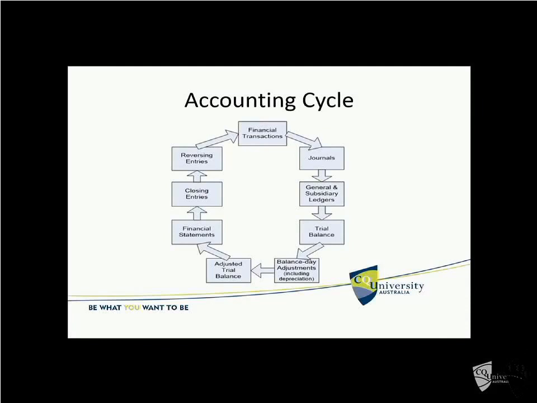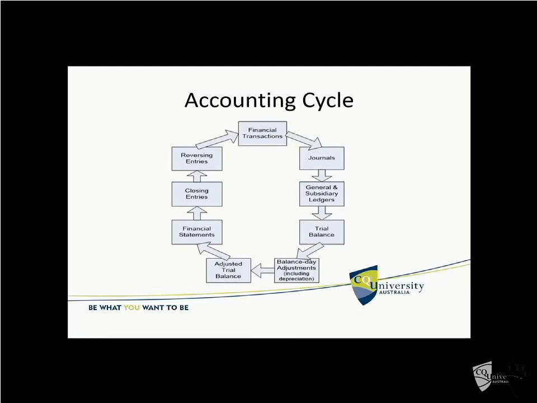We need to say, well, wait a second, where does that fit into our accounts? What asset, liability, revenue, expense, and so forth does it go? And we put them into the journals. They're then transferred to the general and subsidiary ledgers. Journals can be specialised as well. Into the general and the subsidiary ledgers.